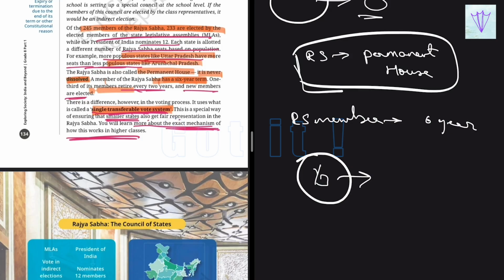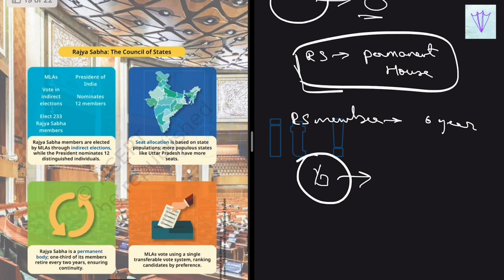So we have seen that the number of Rajya Sabha seats is allotted based on population. This single transferable vote system ensures that even the smaller states get a fair representation in the Rajya Sabha. We'll study it in the future, in higher grades.